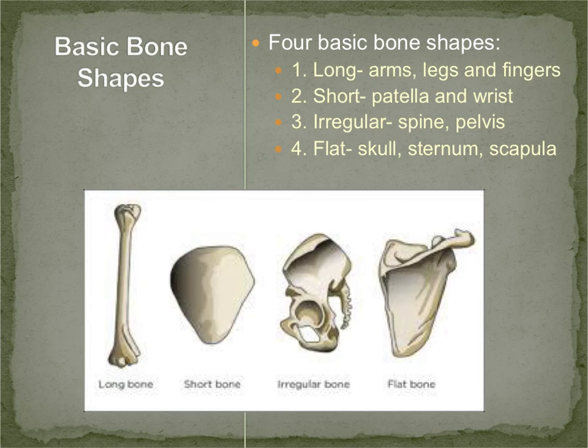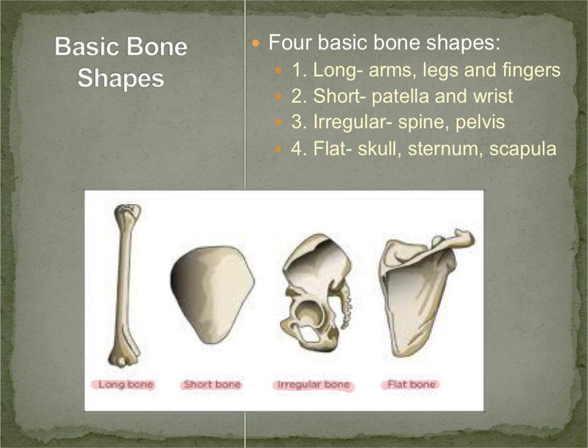Bones have basic shapes. They will fall in one of the following categories. Long bones, such as the bones in your arms and your legs and in your fingers. You have short bones, like the ones found in your wrists. We call them carpals. And also your kneecap, which is known as your patella. We have irregularly shaped bones, such as your spine and your pelvis. They don't fall into either of the other categories.